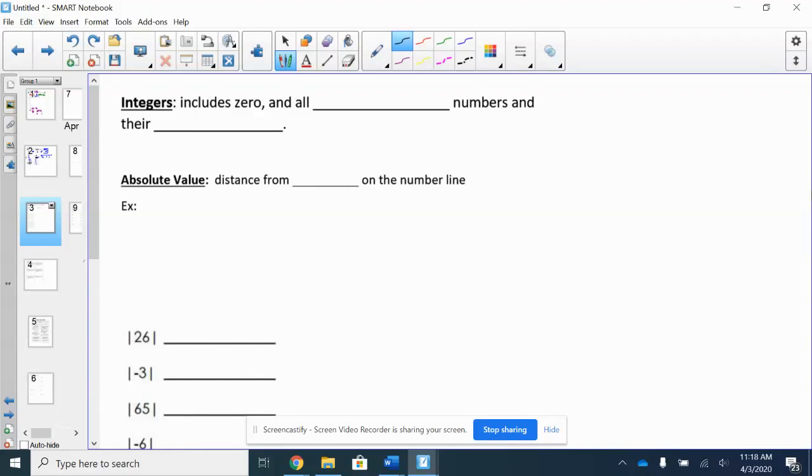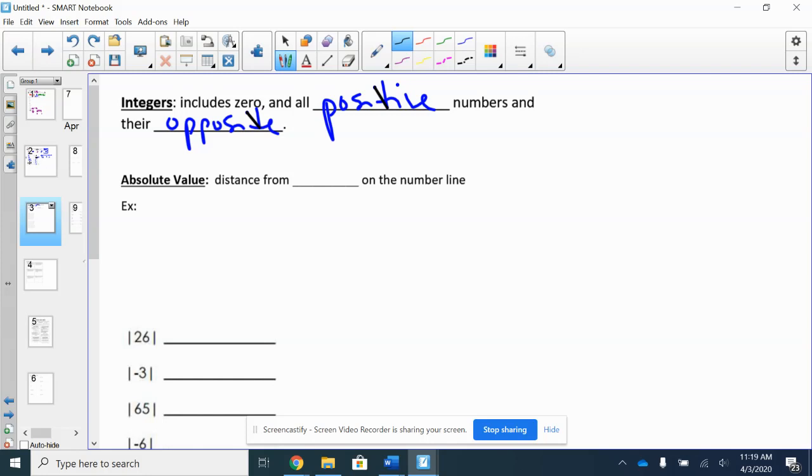The definition of integers is: integers include the number 0 and all positive numbers and all their opposites. Okay, so we kind of saw that visual of the number line before. Integers are both positive and negative whole numbers, and it also includes the number 0.